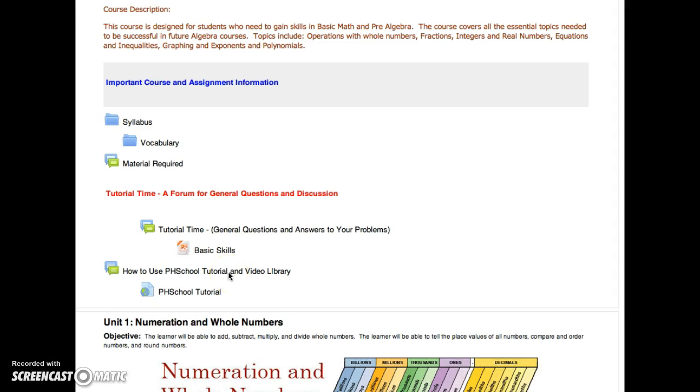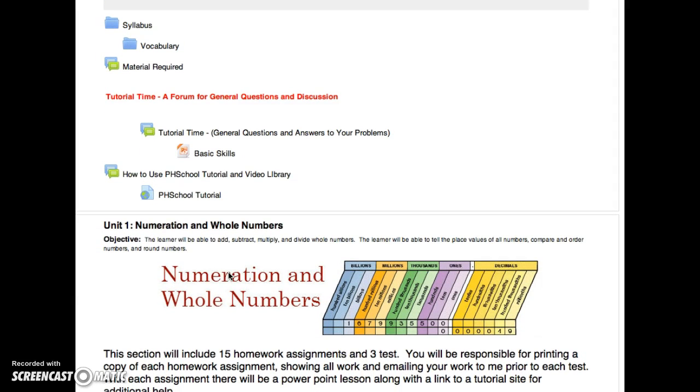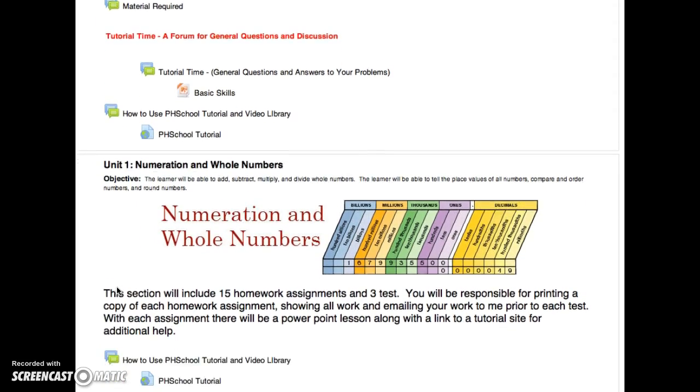Now let us look at a couple of the units. First unit is Unit 1, Numeration and Whole Numbers. Notice here's the objective again. The learner will be able to add, subtract, multiply, and divide whole numbers. The learner will be able to tell the place values of numbers, compare and order numbers, and round numbers.